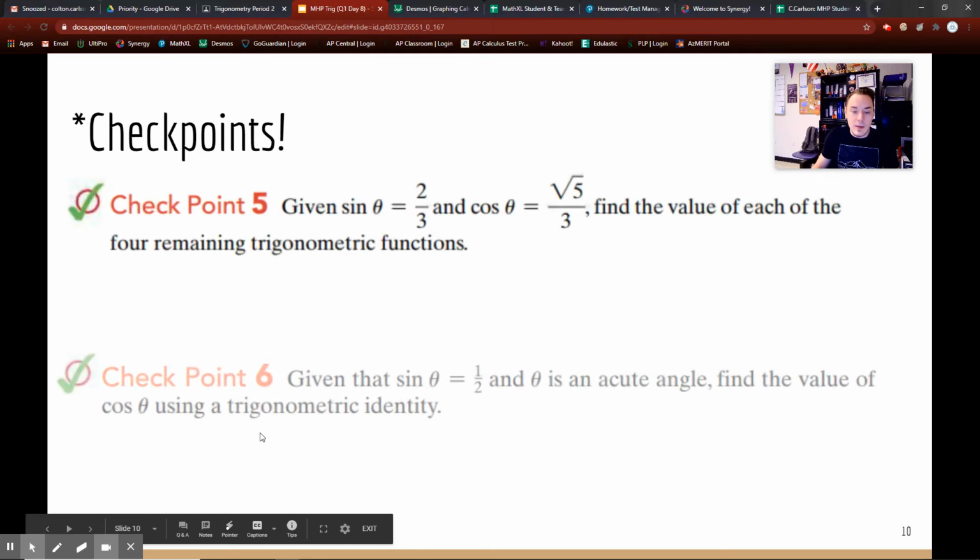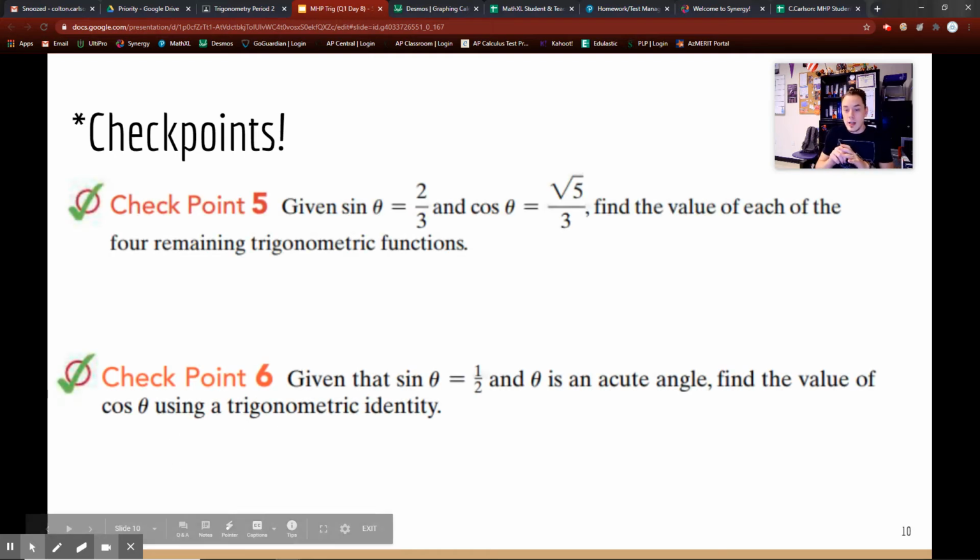Let's go through these checkpoints. I'm going to pause the video. You should pause the video and do them, see if you understand them yourself. I'm just going to really quickly go through the answers, but I'll have the work up there so you can see the work if you need to. So please go ahead, pause the video, see if you need to work out any kinks on these problems on trigonometric identities, okay?